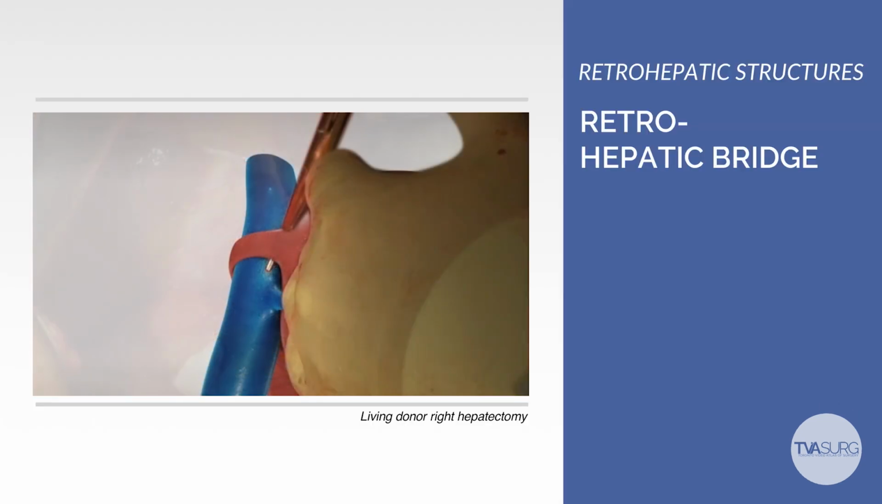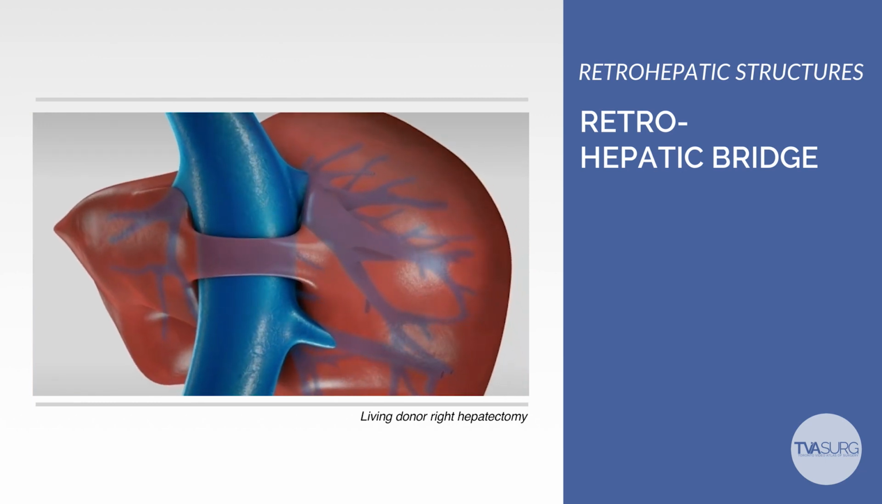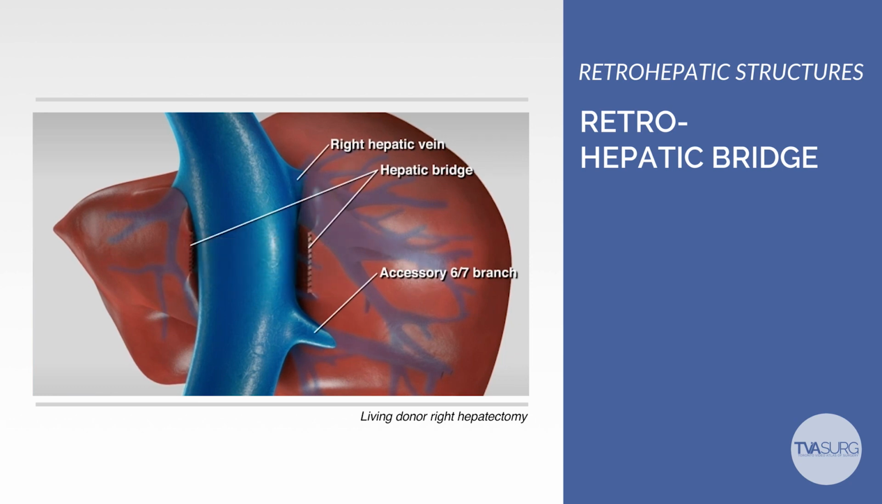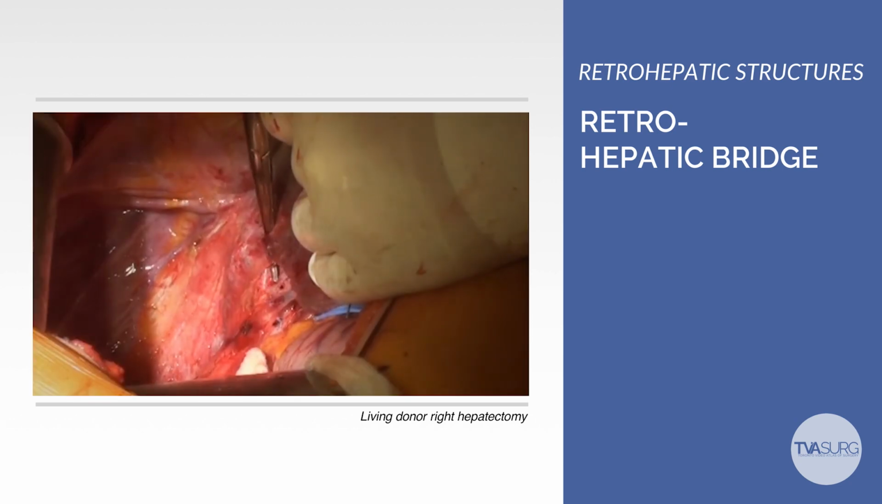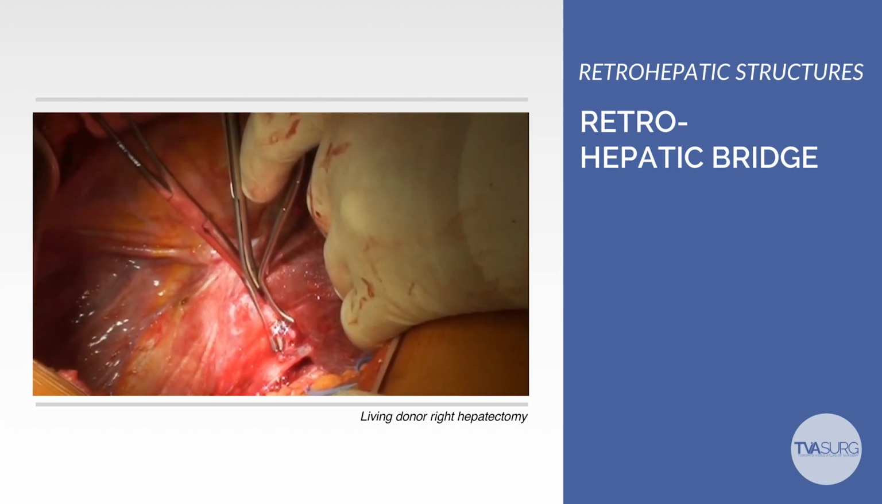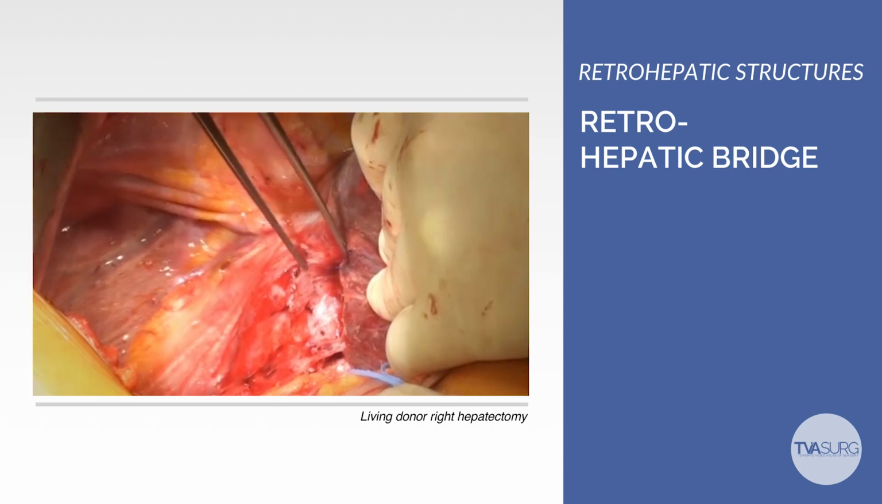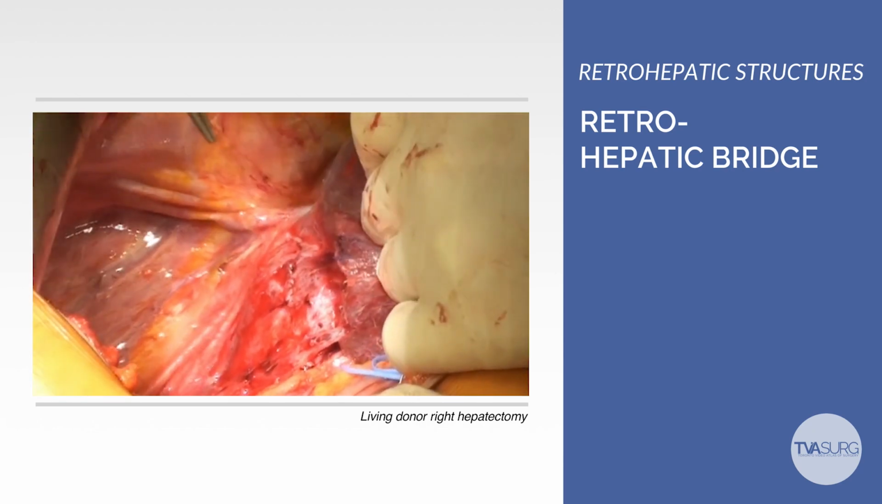In this living donor right hepatectomy video, the hepatic bridge needs to be divided for exposure and mobilization purposes. The surgeons clamped on either side of the bridge tissue and carefully divided the bridge with scissors. Once cut, the right hepatic vein is much easier to access.